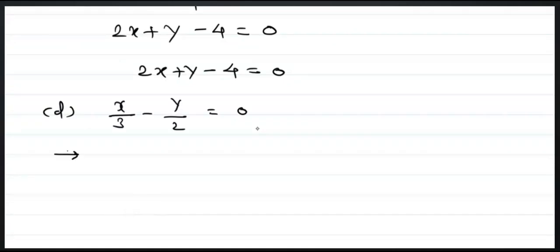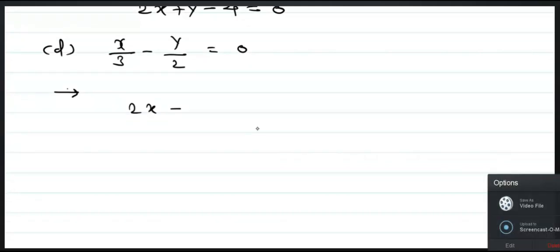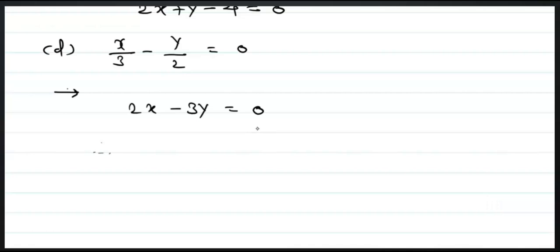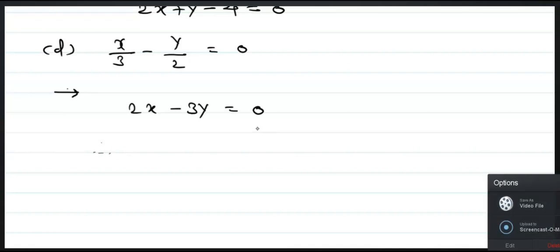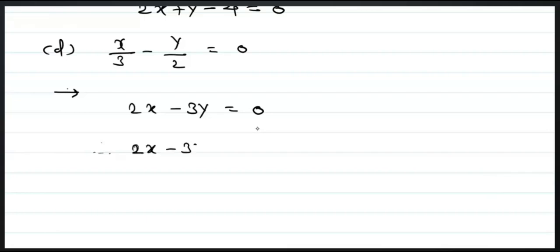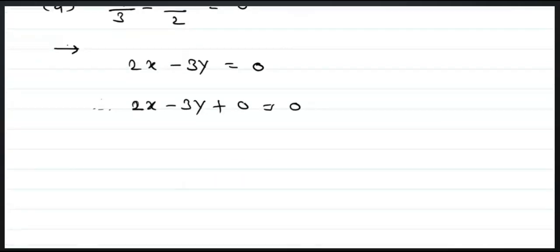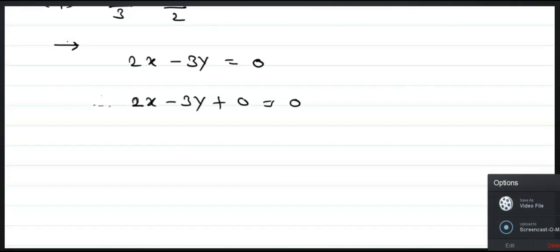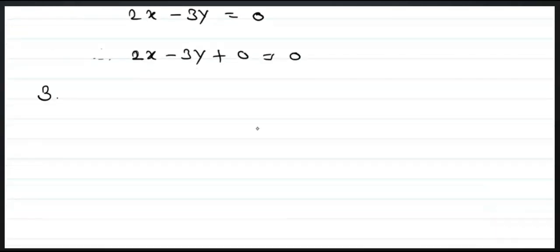Now next is x upon 3 minus y upon 2 equals to 0. Now make the cross multiplication and then you will get 2x minus 3y plus 0 is equal to 0. And this is in the form ax plus by plus c is equal to 0.